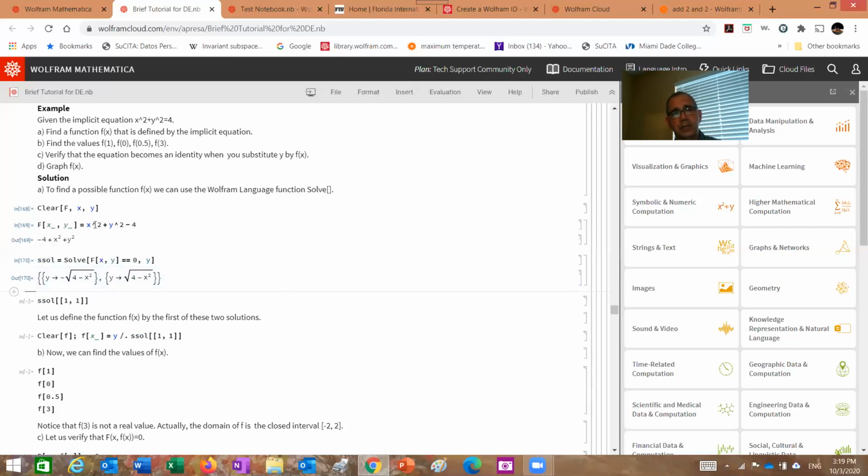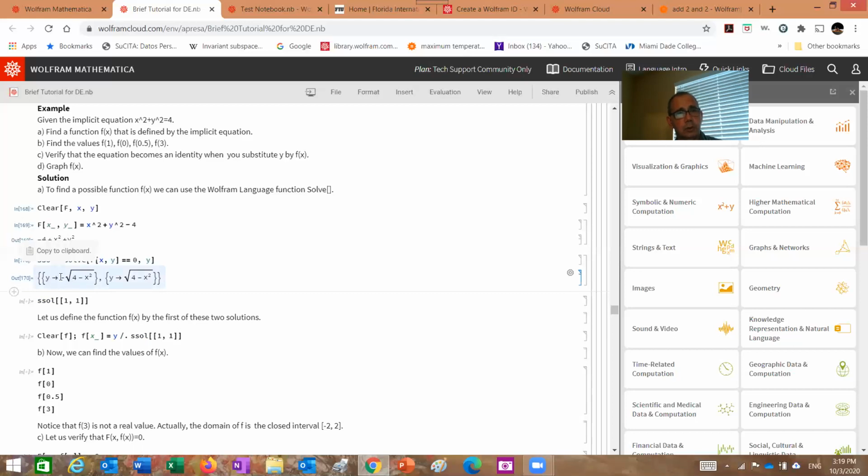And notice that ssolve represents these two solutions. These are two solutions of the given equation when you make it 0. The y can be minus the square root of 4 minus x squared, or the y can be the square root of 4 minus x squared. So this is a list, and this is a list of rules. The first rule says that whenever there is a y, you can replace it by this expression. The second rule says that whenever you have a y, you can replace it by the square root of 4 minus x squared.